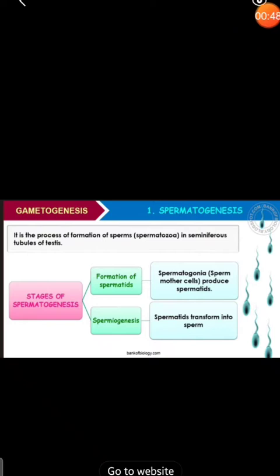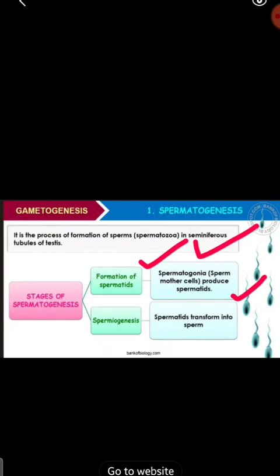Spermatogenesis is the process of formation of sperms or spermatozoa in the seminiferous tubules of the testis. When we studied the male reproductive system, we saw that the testis has seminiferous tubules. From those seminiferous tubules the sperms are formed. The spermatids are formed by the spermatogonia.